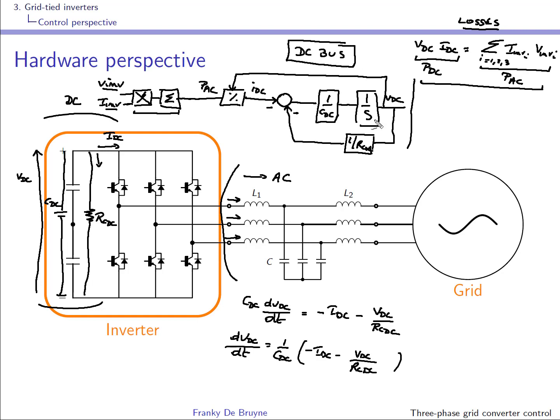What you can do is initialize the voltage of your DC bus to a voltage that we'll call VDC init.